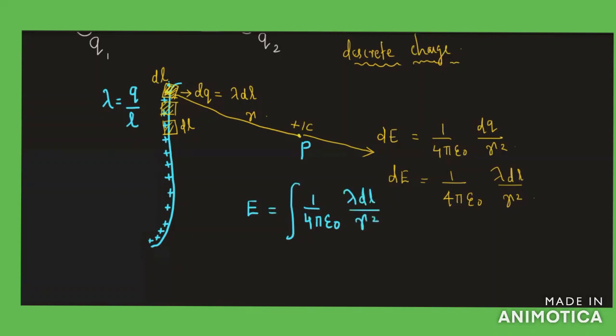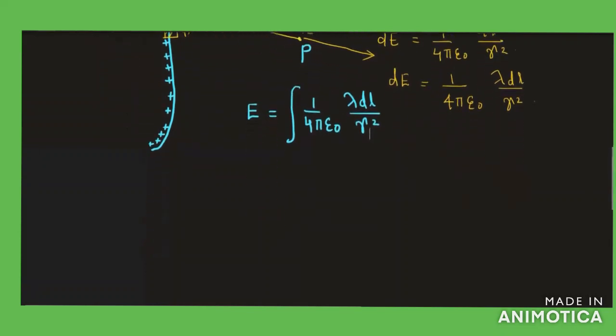Okay, integral 1 by 4 pi epsilon 0 lambda dl divided by r square. The same we can do for a surface charge distribution also. If we have a surface charge distribution of charge density sigma, where sigma is equal to charge divided by area. Okay. So in order to find out the electric field at P, we can divide the entire area into small sections, small area sections of dA.